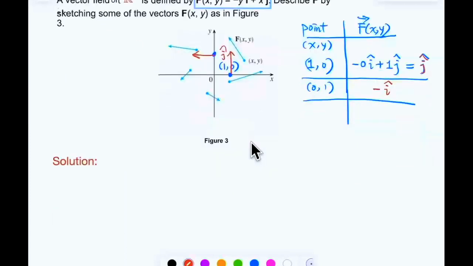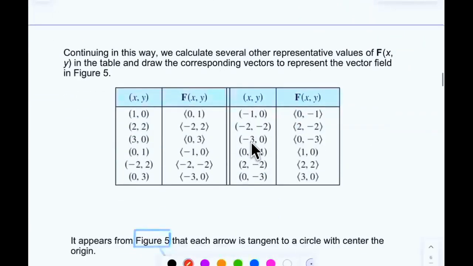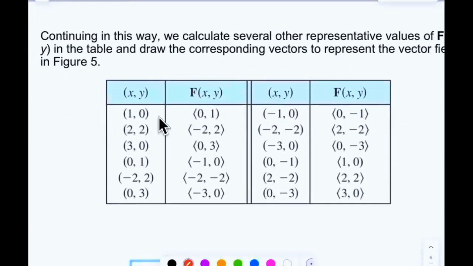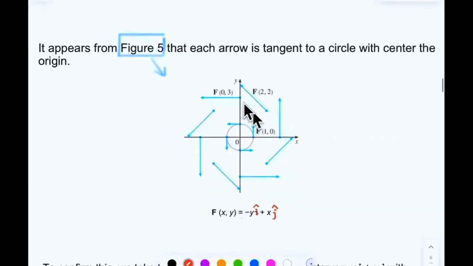Now continue this way, so we can make a table. Here's the table. We type in the points, and we get a two-dimensional vector associated with each point. Then we draw some of the vectors, and we can get some feeling of the vector field. It looks like this. So what do you see?